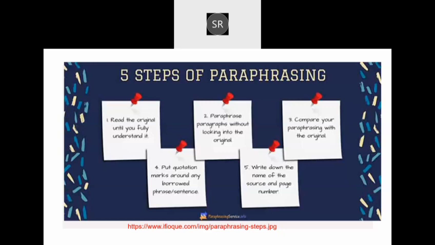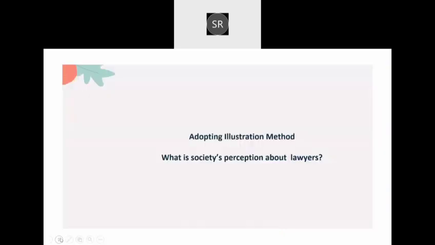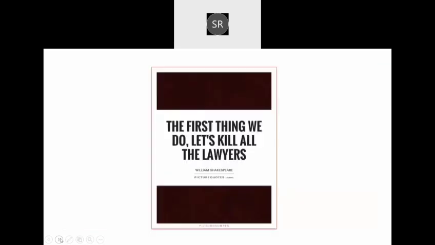I'm watching the time factor also, four minutes more for me. So I'm moving ahead. Just one illustration I want to deal with you, and with that I'll conclude this session. How do we train students for an analysis or analytical method? An illustration. A research question is asked: what is society's perception about lawyers? The student goes and finds this particular poster and comes back. She says, William Shakespeare has said that the first thing we do, let's kill all the lawyers.